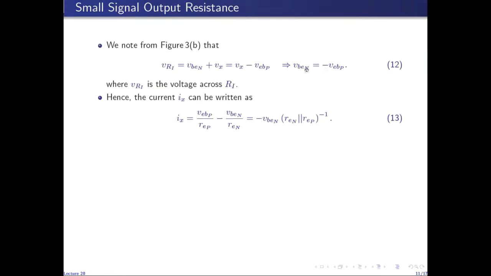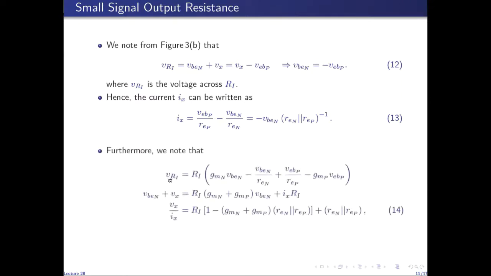And using this expression, I can replace VEBP with minus VBEN, and I can take minus VBEN common, and I'll be left with 1 over REP plus 1 over REN, which is the inverse of the parallel combination of REN and REP. Furthermore, I can write VRI in a slightly different form.